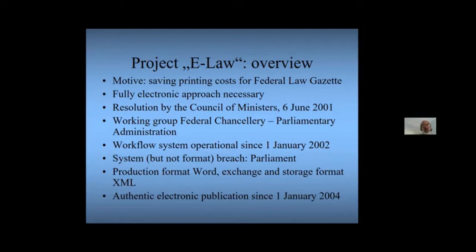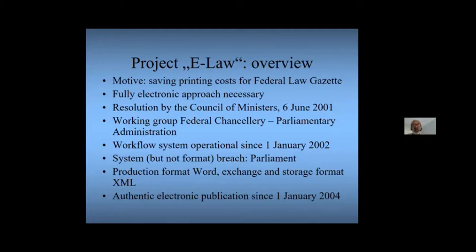So we were able to convince our political decision makers by telling them that by introducing such a workflow system, providing full support to the whole parliamentary process, we would be able to save money by simply saving the printing costs for the Federal Law Gazette. Because then we could, without any problem or risk, go over to authentic electronic publishing of the federal laws in Austria. I always have to mention that the Austrian political system is a federal system, so we're talking about federal legislation here. Provincial legislation only years later also introduced systems like the federal one.